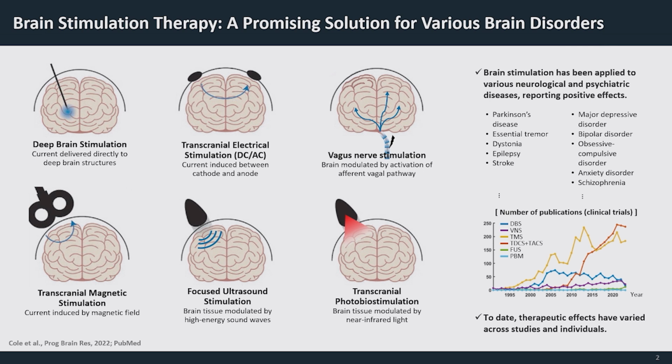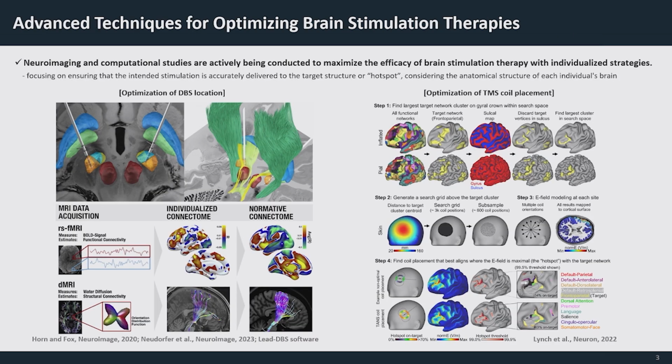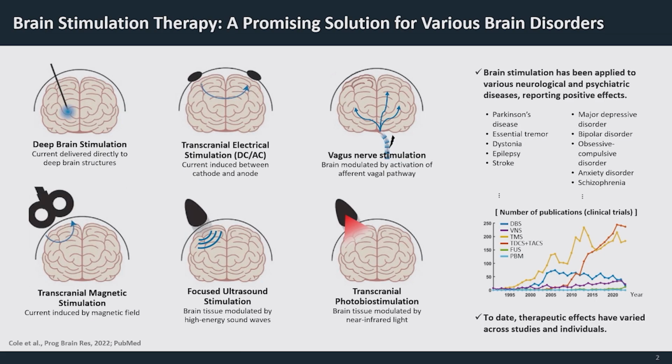So over the past 30 years, brain stimulation has been attempted in various modalities for treatment and neurorehabilitation of various neurological and psychiatric disorders. So many studies have shown promising results and demonstrated its effectiveness, but to date, the clinical outcomes have still varied across studies and individuals.